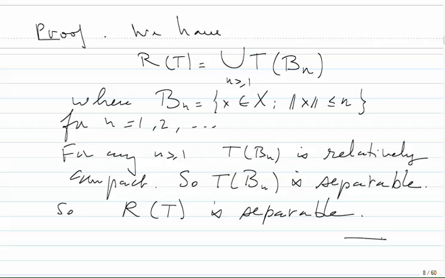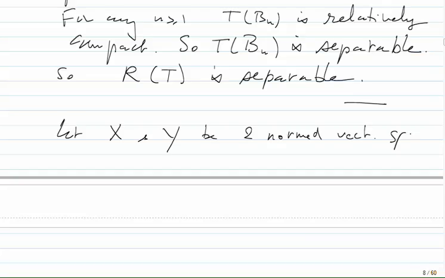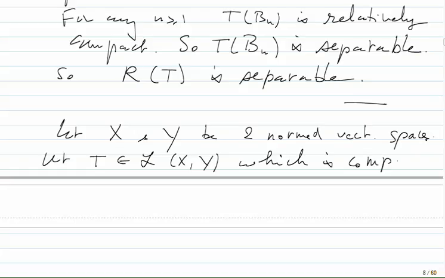Next, we have another property, which is very interesting because, as we said, we are not in finite dimension. The range may not be finite dimensional, but what we're going to see next is that it's not far from being finite. We can approximate it by a finite dimensional space. So let us start with some basics. Let X and Y be two normed vector spaces. Let T be a linear operator from X to Y, which is compact. I'm assuming that T is a compact operator.